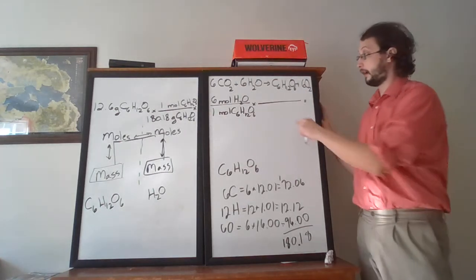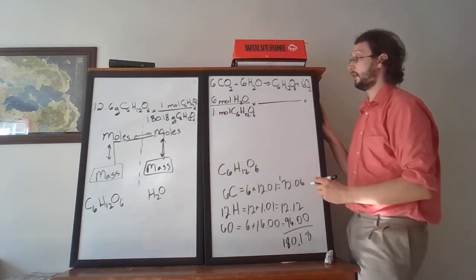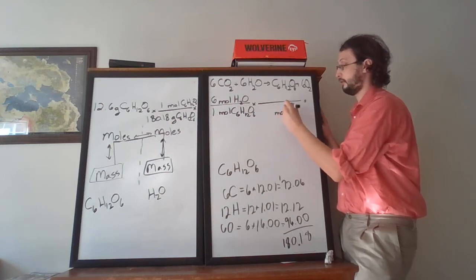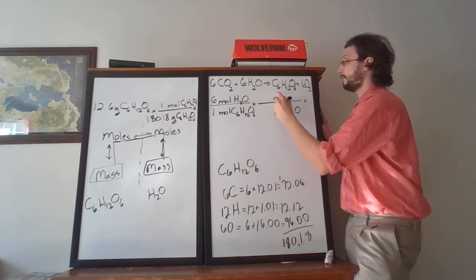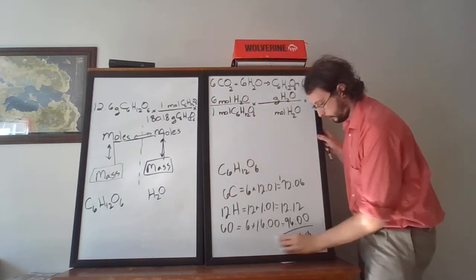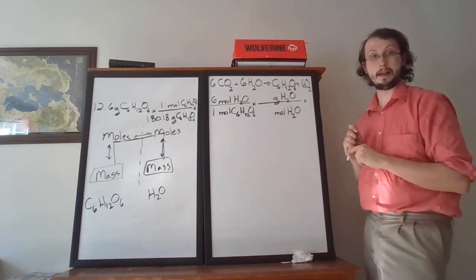The third step, our third conversion factor, we're going from moles to mass of water. So we look here, we have moles of water. Well, we want moles of water in the denominator to cancel out. We're going to mass of water. We want grams of water on top. And it looks like, once again, we're trying to go from grams to moles, or moles to grams, and that means we need the molar mass.